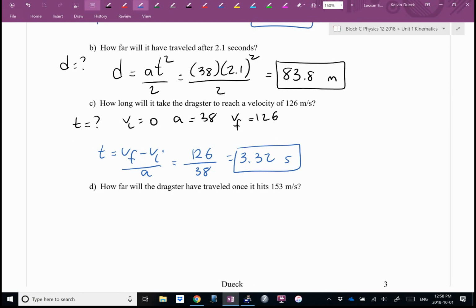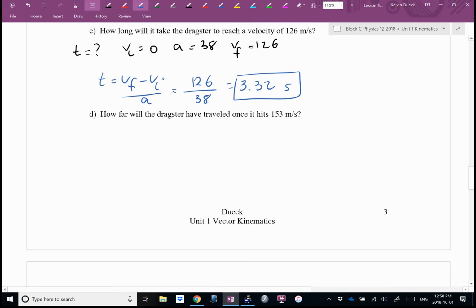Graham, what's D asking me to find? Distance. Okay. Can I use a time of 3.32 seconds? Yeah? Why not? It's not in the equation. Well, not just that. If that was the time, this wouldn't say 153. This would say 126. Right? And I can't use the 2.1. Okay, what can I use?